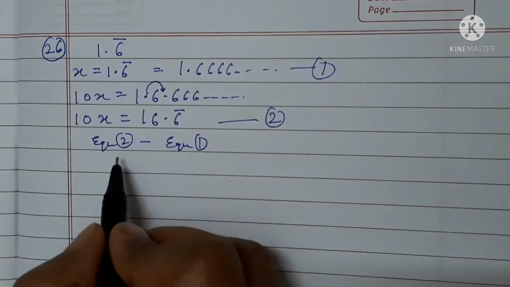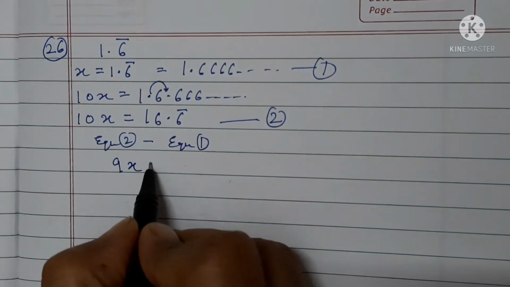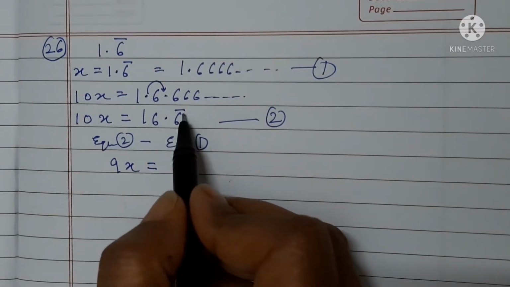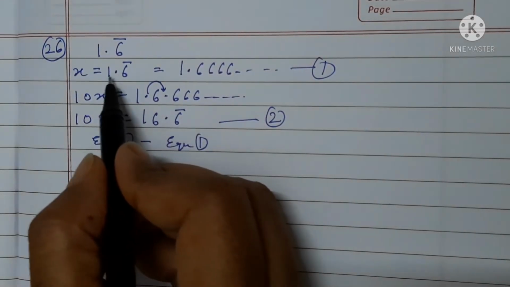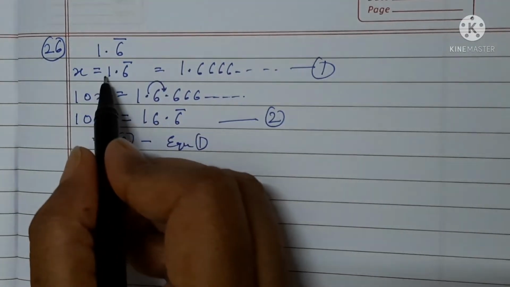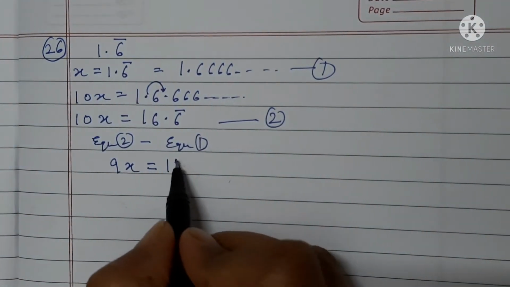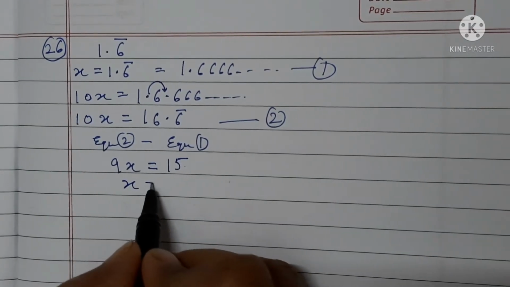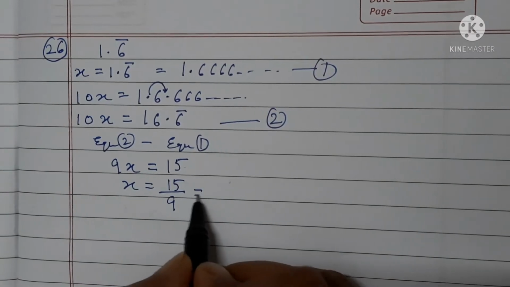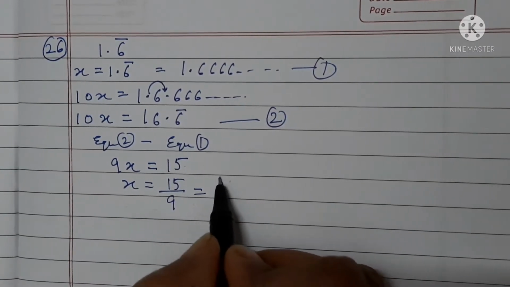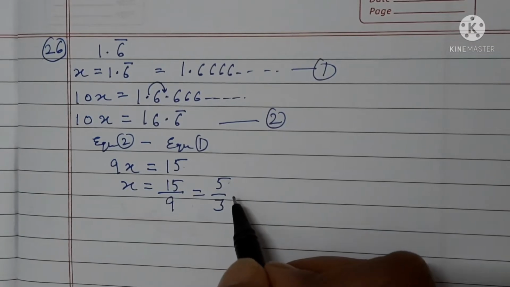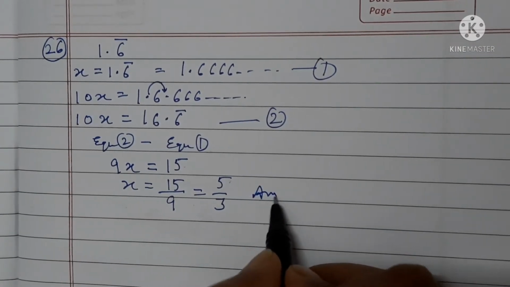10x minus x, you get 9x. This is equal to 16.6 bar minus 1.6 bar. So 6 bar is cancelled and 16 minus 1 you get 15. So x is equal to 15 upon 9. This becomes 3 5s are 15, 3 3s are 9, so 5 upon 3. Our option C is the correct answer.